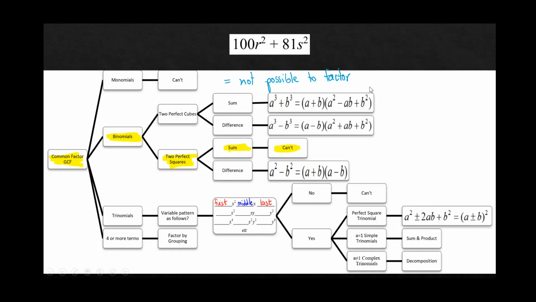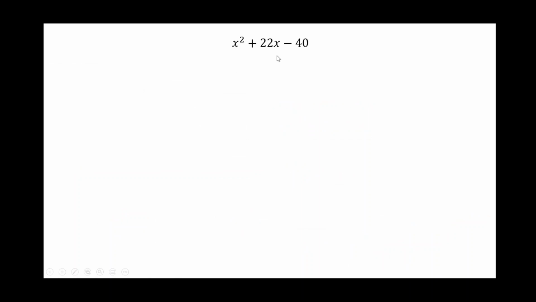And on a test, you might have a question, or at least one question, that I would ask you to factor when it actually is not possible. So your solution would be that there is no solution. What about this one? There's nothing in common to factor. It is a trinomial. Does the variable pattern follow? Yes, it does. It's a simple trinomial, so you might say, oh, a simple trinomial, it must work. Let's take a look at this question.